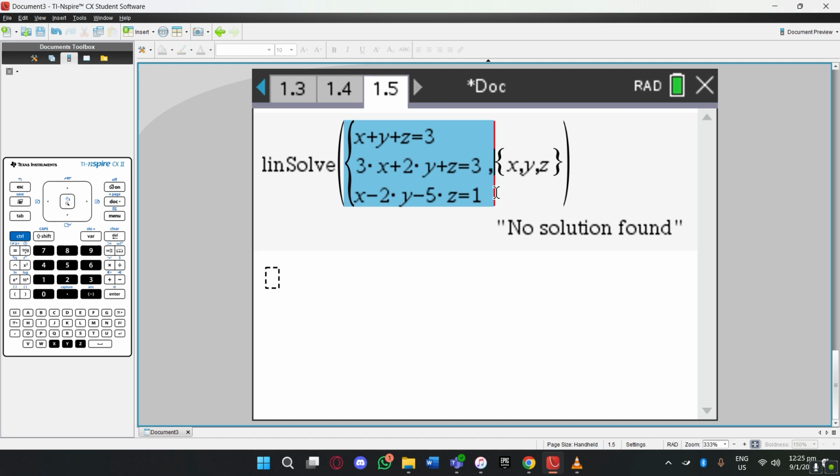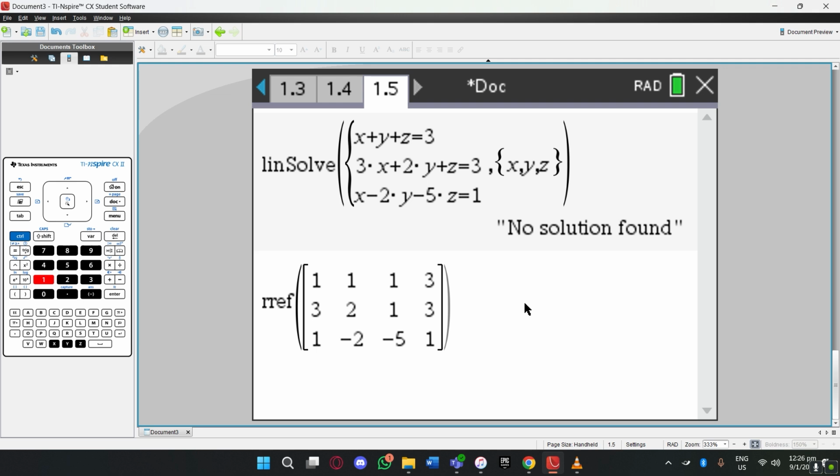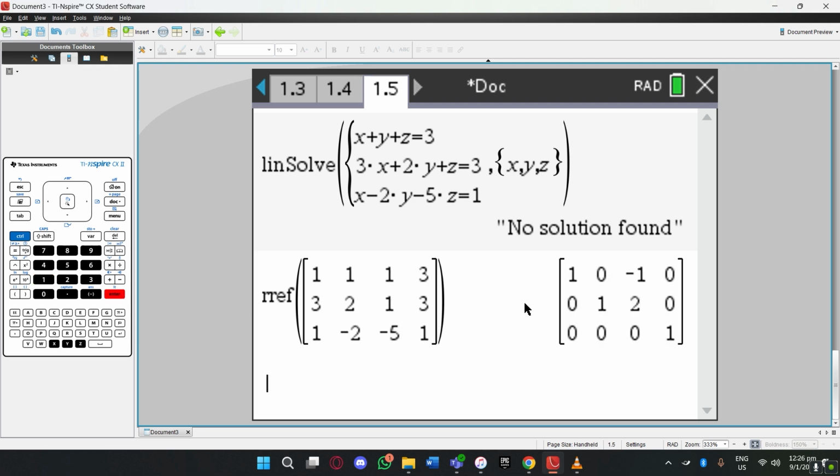Now we have this last set of linear equations, and keying it into linsolve, we can see that there's no solution found. Again, how do we show it in RREF form? After keying in all the coefficients, I can press enter, and look, our last line is 0, 0, 0, 1. Now this matches the same form as having no solutions. So by showing this, this shows that there's no solution to this system of linear equations.